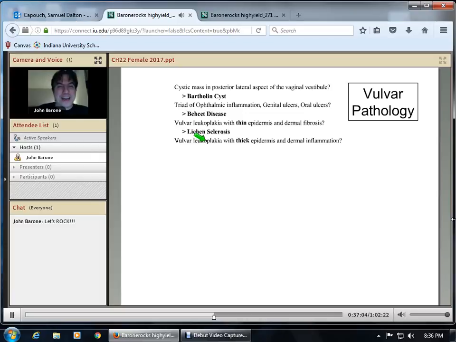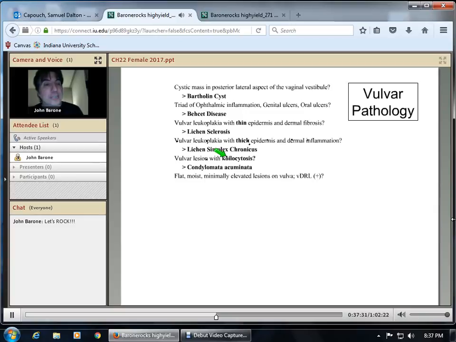All right, now let's go back here and talk about vulvar leukoplakia. It's got a thick epidermis with some dermal inflammation. Well, thick epidermis, that's called squamous hyperplasia, or lichen simplex chronicus. Simply chronic scratching is leading to hyperplasia of the squamous cells. Okay, what's the vulvar lesion with koilocytosis? HPV. That's condyloma acuminata. That's an HPV effect. Condyloma acuminata.